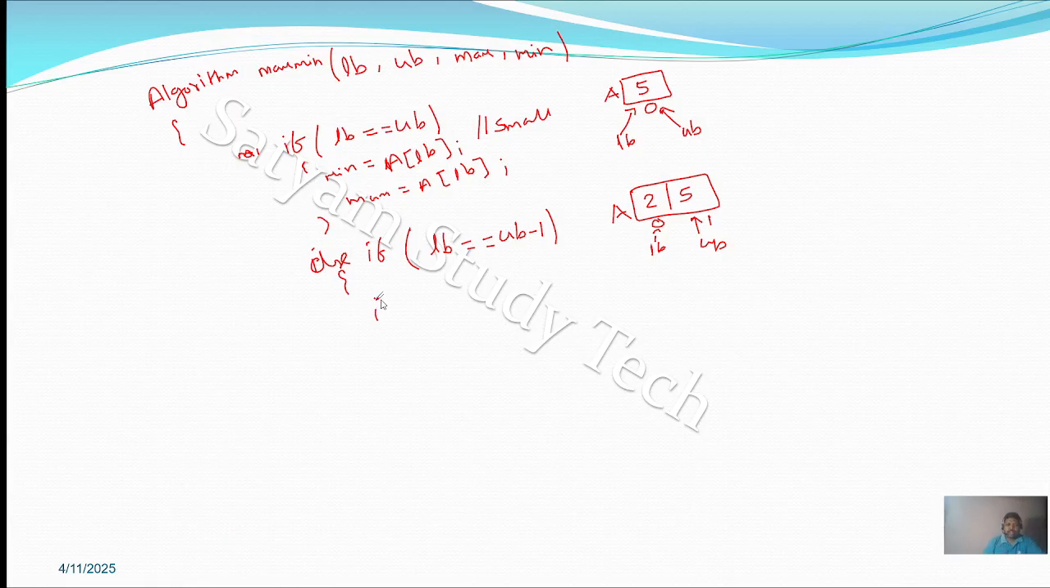Now you find out if A of lower bound is less than A of upper bound. With two elements, you just compare, only one comparison. Here A of lower bound less than A of upper bound. If the condition is true, so the minimum value is A of lower bound, and the maximum value is A of upper bound.